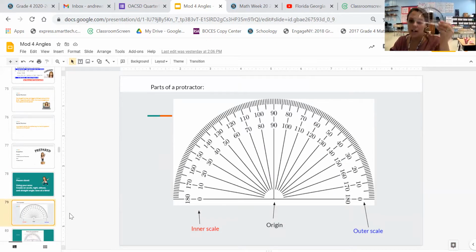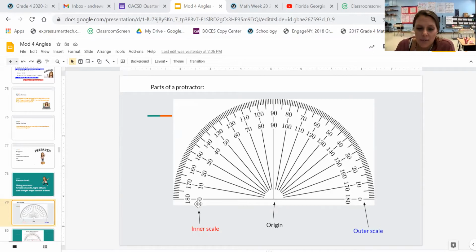All right, let me show you the parts of a protractor. Your protractor looks like this, yeah? And right here, you'll see where those lines meet. That's called the origin. And when we measure, we're going to line up that origin on top of our vertex, okay?